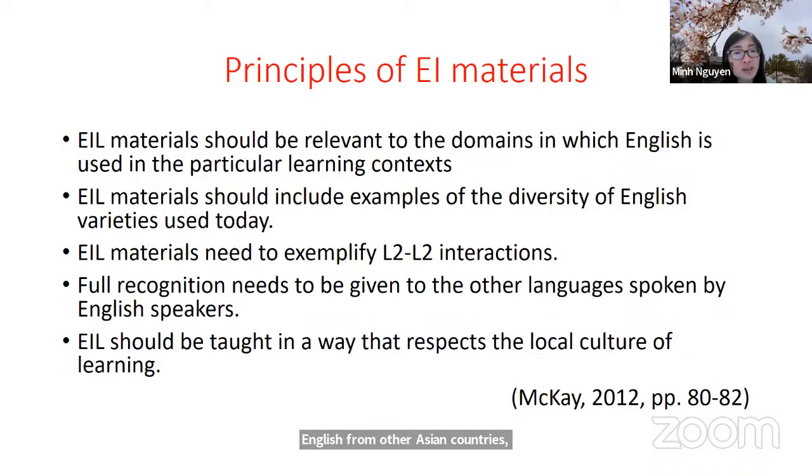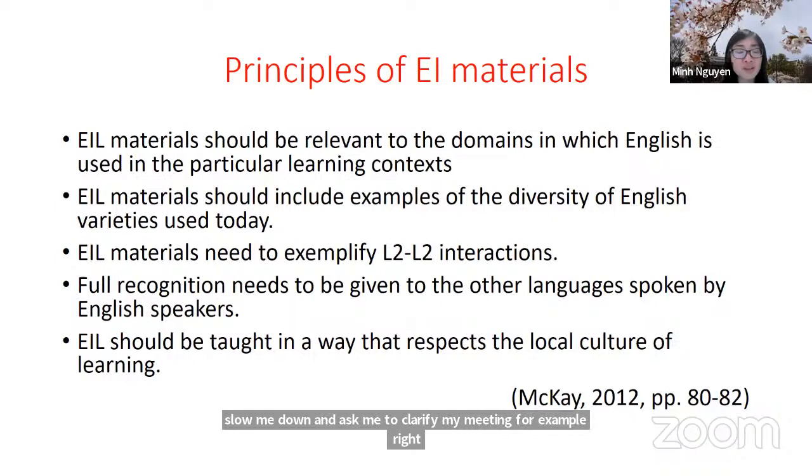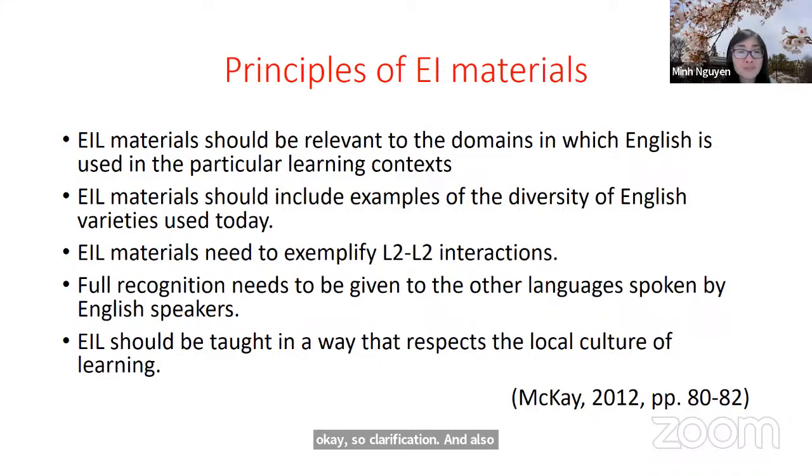Why is that? Because, as we have said before, the majority of English interaction today is among L2 speakers rather than between a non-native speaker and a native speaker. Including examples of L2-L2 interactions can help learners see and learn the various strategies by which speakers seek clarification when they don't understand each other. If you don't understand what I'm saying because I'm speaking too fast, how can you slow me down and ask me to clarify my meaning, for example? It also helps establish relationships when they have gaps in their knowledge of English.